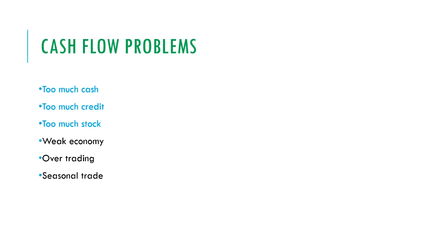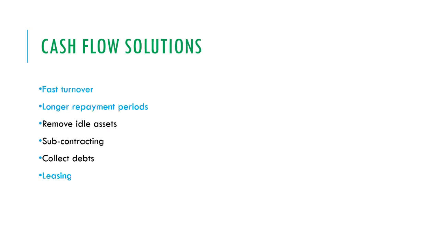Cash flow problems are involved in company accounts because cash flow problems will occur whenever a business has too much credit, which means they have too many loans and things like that. They have too much stock, they're in a weak economy, they're overtrading, which does exist, or they're operating in seasonal trade as well. But this may not be a problem for some companies that are actually based in seasonal trade, such as Christmas trees and things like that.